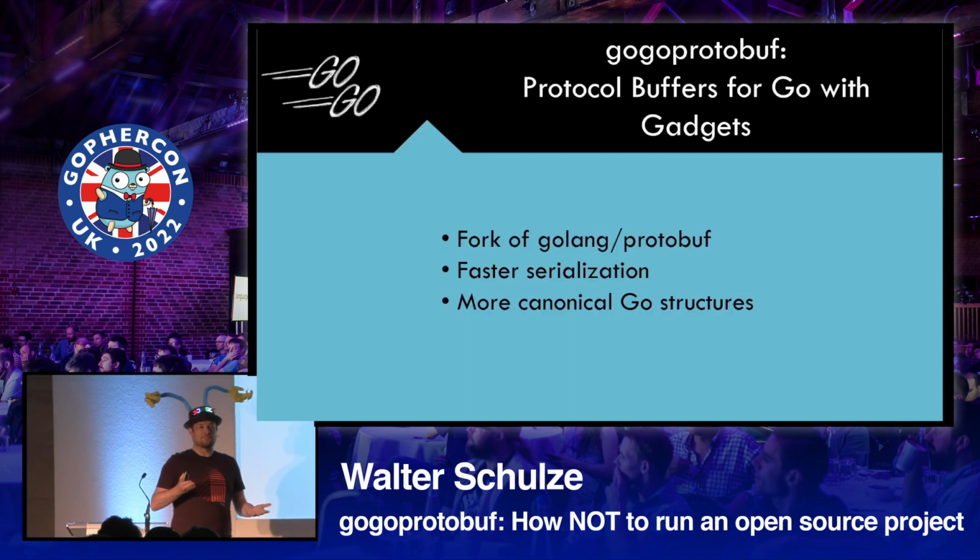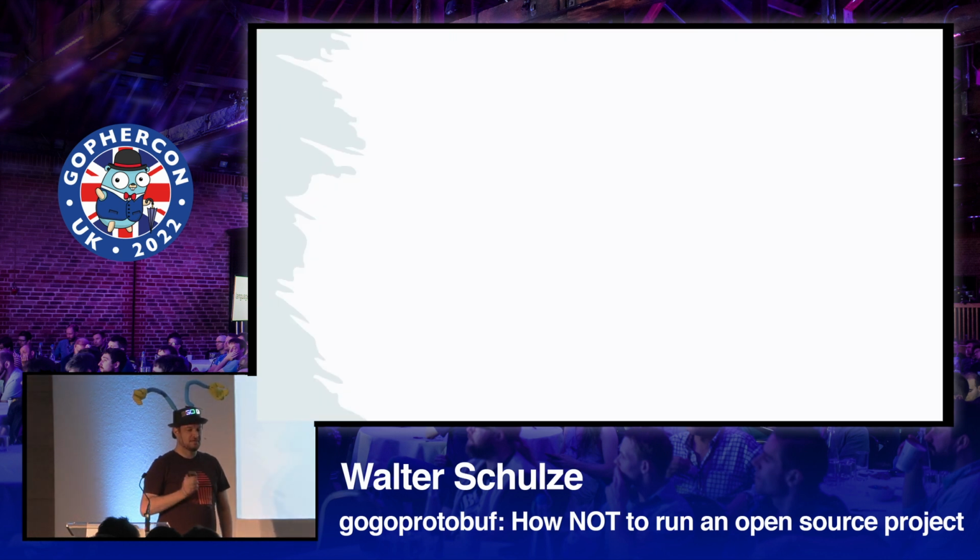Now, gogoprotobuf is just a fork of Golang protobuf, the standard library for protobuffers in Go. But it includes some extra code generation for faster serialization. It generates the structs slightly differently to make them easier to use. And it includes some other GoGo gadgets, which I will talk about as well.